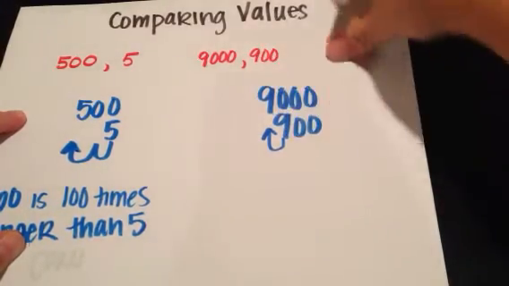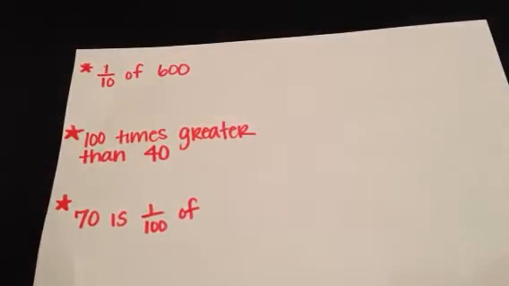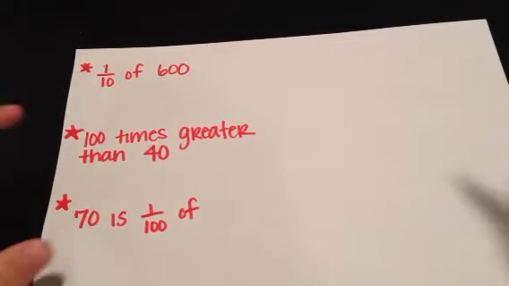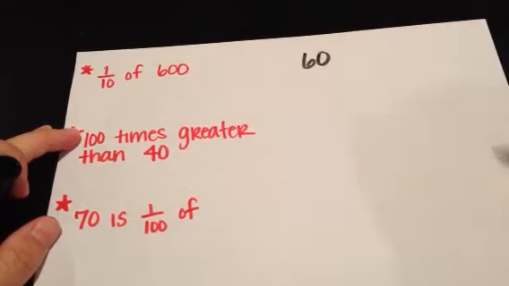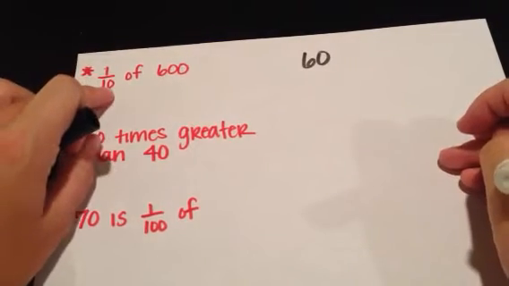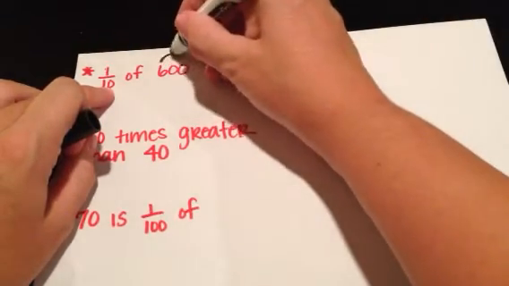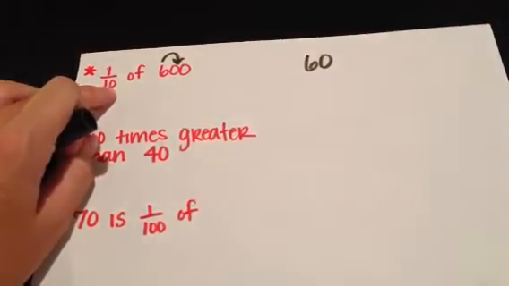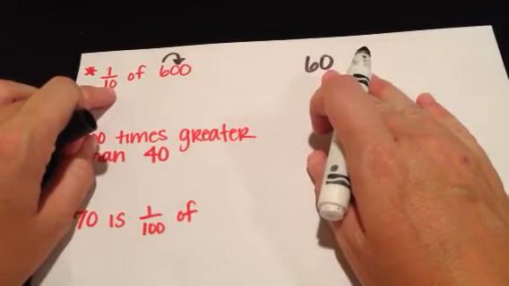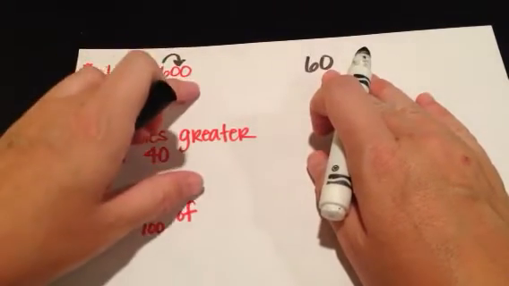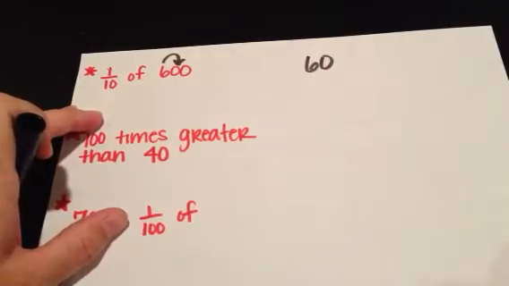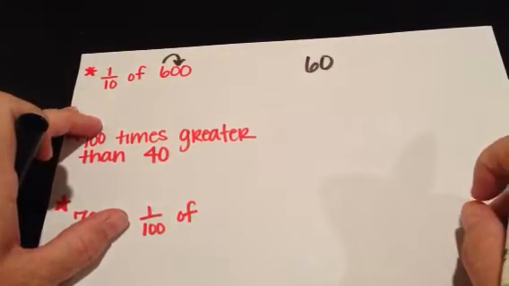Once students can compare, we also want to get into problems like this so that students can figure out what is 1/10 of 600. Well, 1/10 of 600 is 60. And I know that because 1/10 tells me I want to know what is one place smaller. So I would have to divide and jump one way to the right, giving me 60. I could also do 600 divided by 10 to get 60.